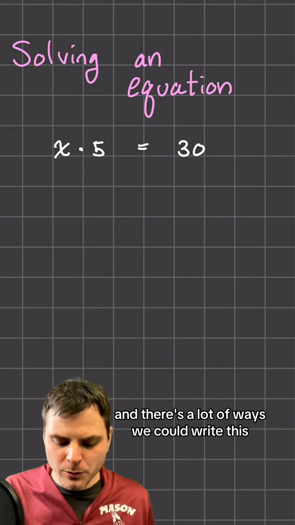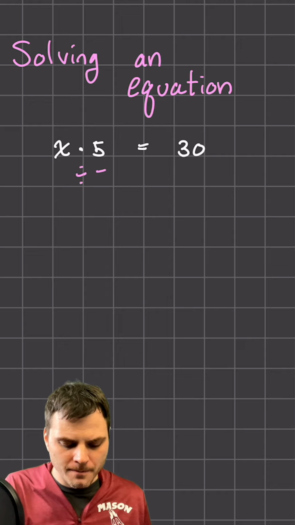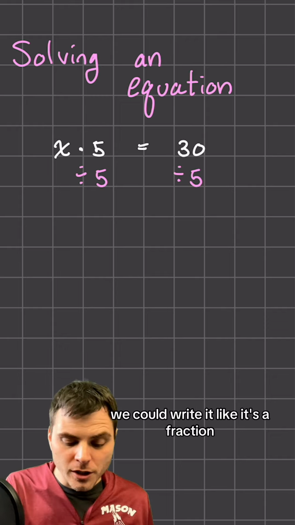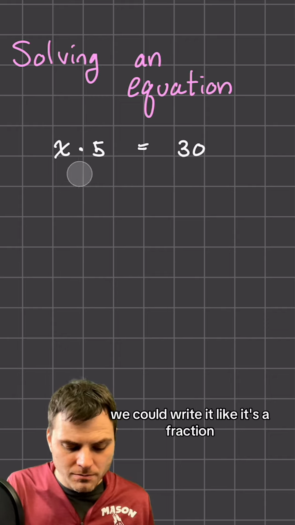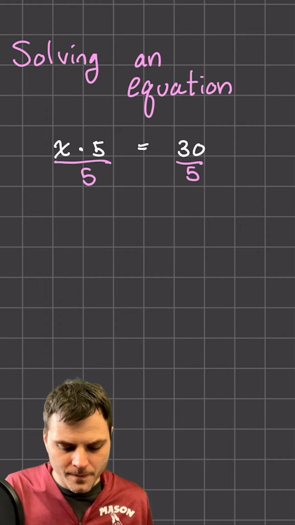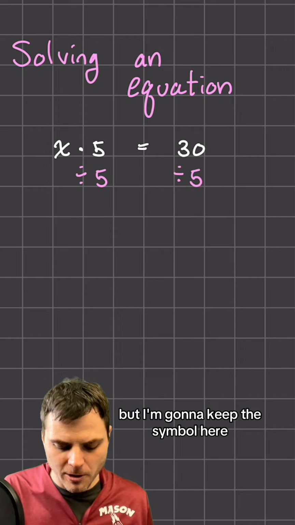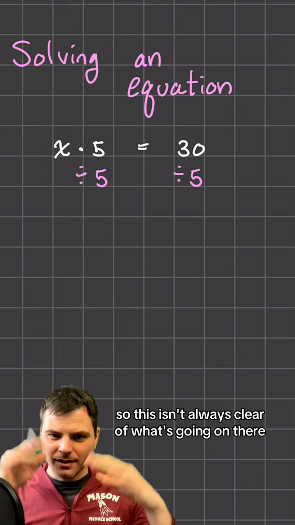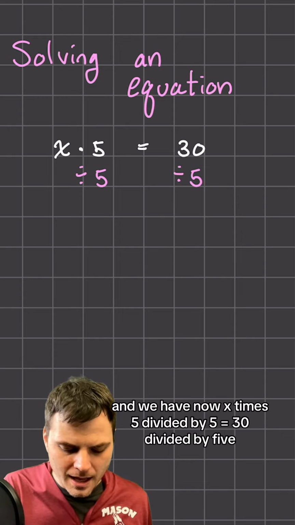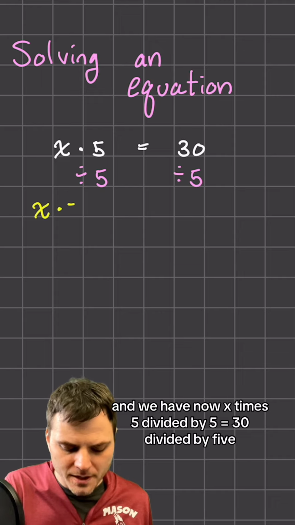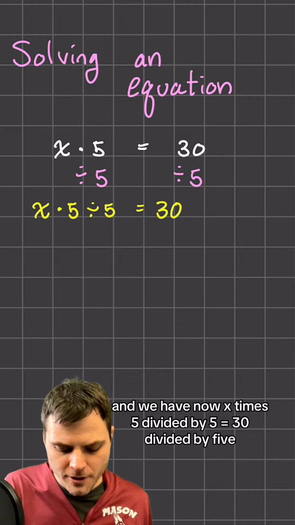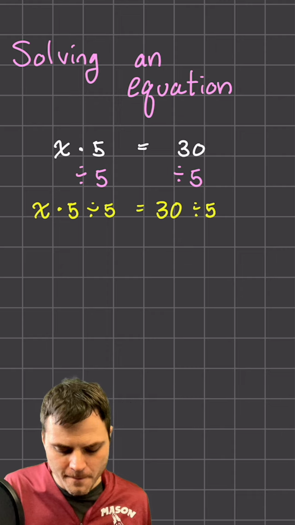And there's a lot of ways we could write this. If we just write it vertically, it's not always clear what's going on. We could write it like it's a fraction. That's the same thing as dividing by 5. But I'm going to keep the symbol here. So this isn't always clear of what's going on there, so I'm going to write it left to right. And we have now x times 5 divided by 5 equals 30 divided by 5.